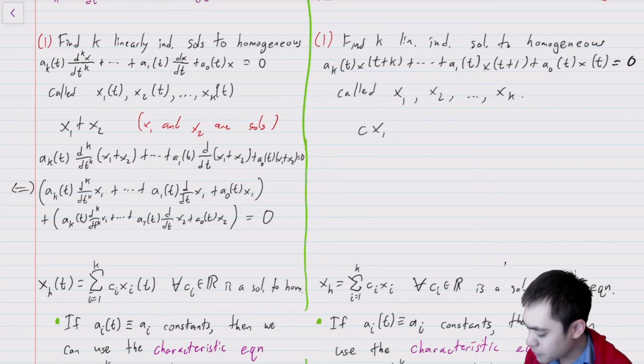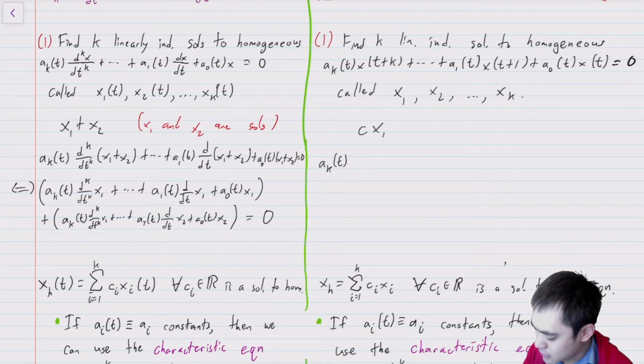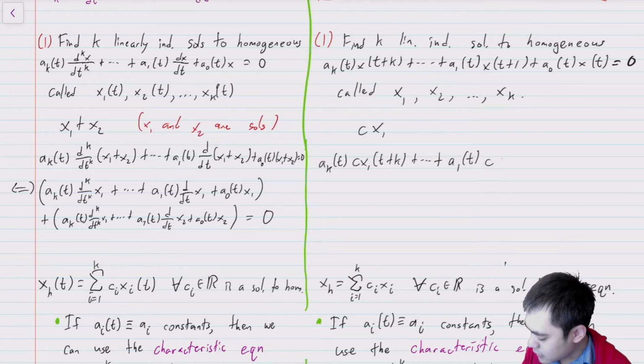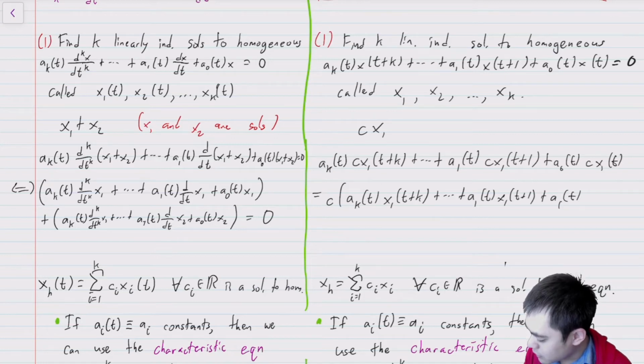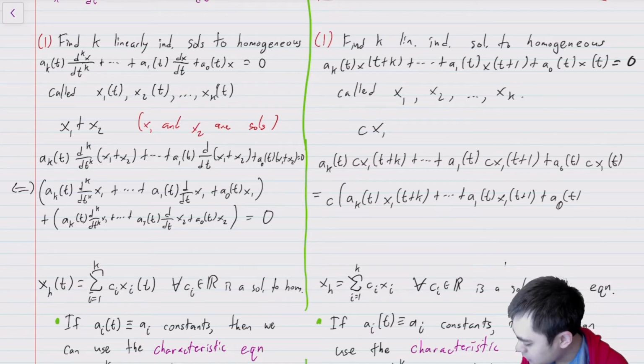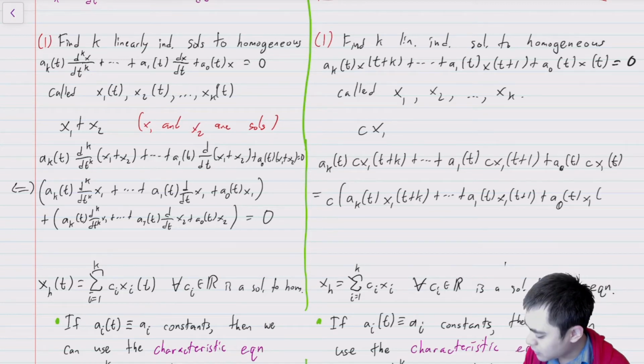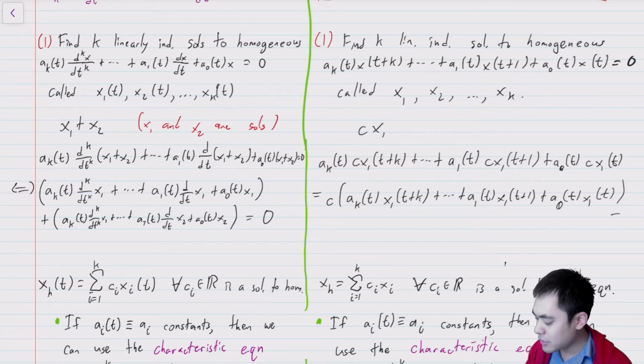Well, when we plug that one in, you end up with a_k(t) c x1(t+k) plus dot dot dot plus a_1(t) c x1(t+1) plus a_0(t) c x1(t), which is equal to, just pull the c's out, a_k(t) x1(t+k) plus dot dot dot plus a_1(t) x1(t+1) plus a_0(t) x1(t). And obviously the thing in these parentheses is equal to 0, so that's also equal to 0.